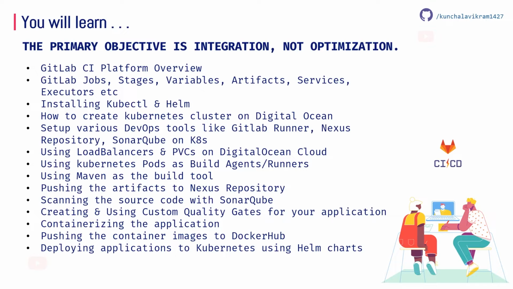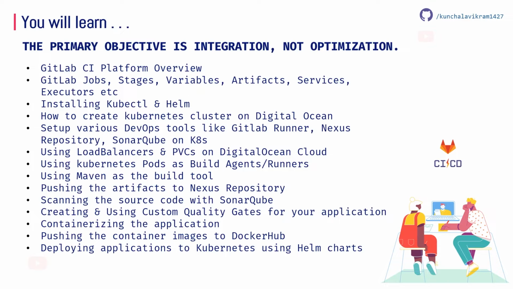So these are the things that I'm going to teach you. I'm going to talk about the CI platform of GitLab and also help you understand GitLab jobs, stages, types of variables supported, what are artifacts, services, and executors. So some concepts are very similar to Jenkins, but here they have a different meaning and they have different use cases. And installing kubectl and Helm we already covered in one of the videos, including creation of DigitalOcean account. And I'll also help you set up various tools such as GitLab Runner, Nexus Repository, and SonarQube.